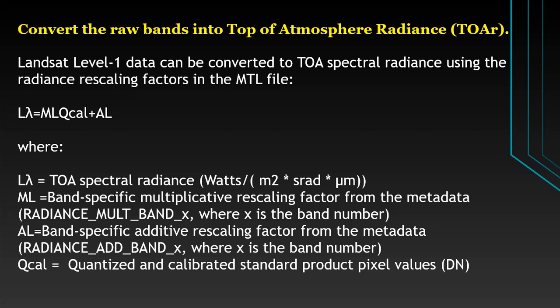Landsat Level 1 data can be converted to top of the atmosphere spectral radiance using the radiance rescaling factors in the MTL file, where L lambda is equal to top of the atmosphere spectral radiance. ML is equal to band-specific multiplicative rescaling factor from the metadata. AL is equal to band-specific additive rescaling factor from the metadata. QCAL is equal to quantized and calibrated standard product pixel values, DN. L lambda is equal to multiplicative rescaling factor times band 11 plus band-specific additive rescaling factor.